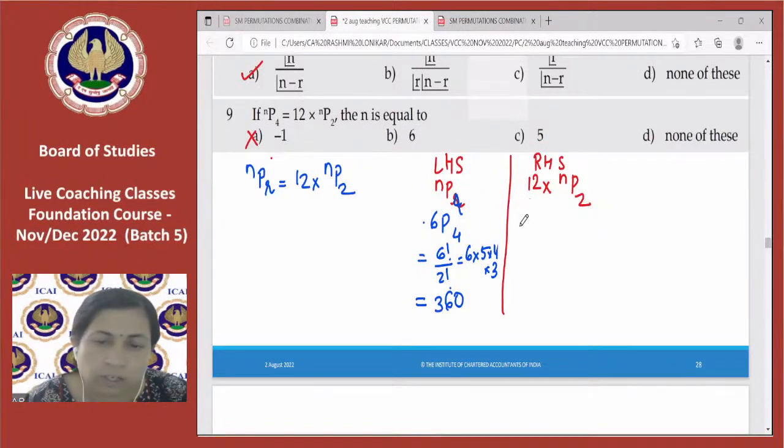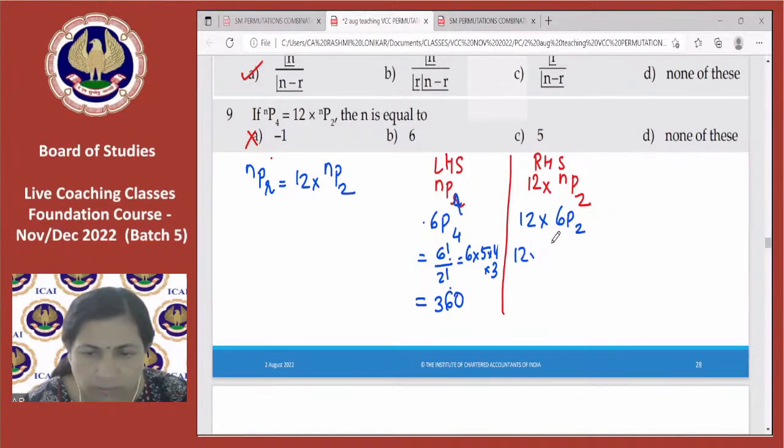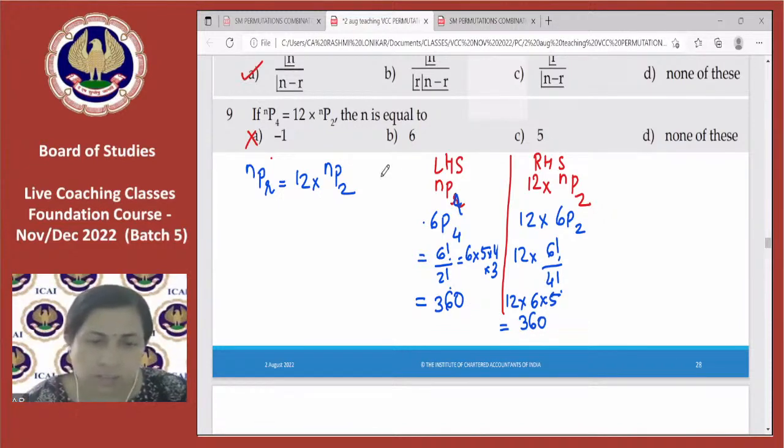What about RHS? This is 12 into n is 6, so 6P2. So this is 12 into 6 factorial upon 4 factorial. This is equal to 12 into 6 into 5. How much is this? This is also 360. 12 into 30, this is 360. So B is the correct answer.